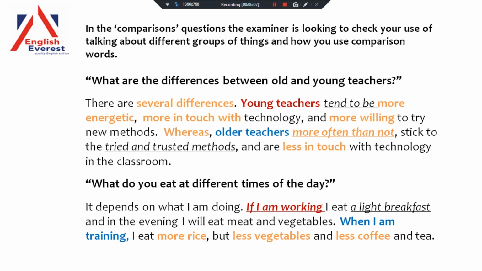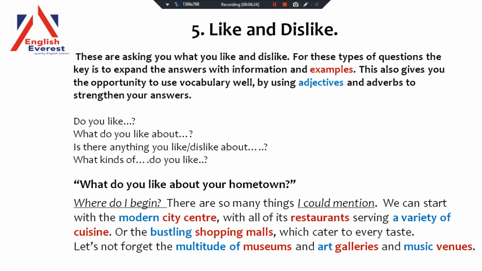Now I've used red to say when I'm working, blue to say when I'm training. They're effectively two different times of the day, but they're two groups. And then the orange, as you can see again, is the comparative expressions. The last one in this group is like and dislike.